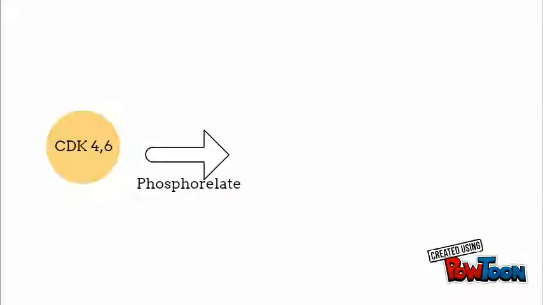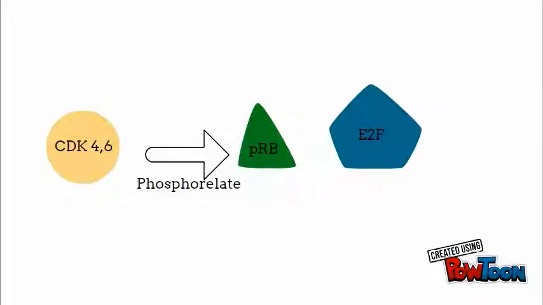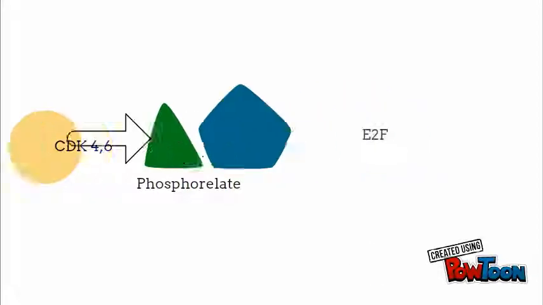Take note that CDK functions to phosphorylate PRB. When PRB is phosphorylated, it is inactivated and releases E2F. E2F is needed for the synthesis phase to proceed. So when PRB is bound to E2F, the gap phase is prolonged. And when PRB is bound to phosphate, synthesis phase will proceed.